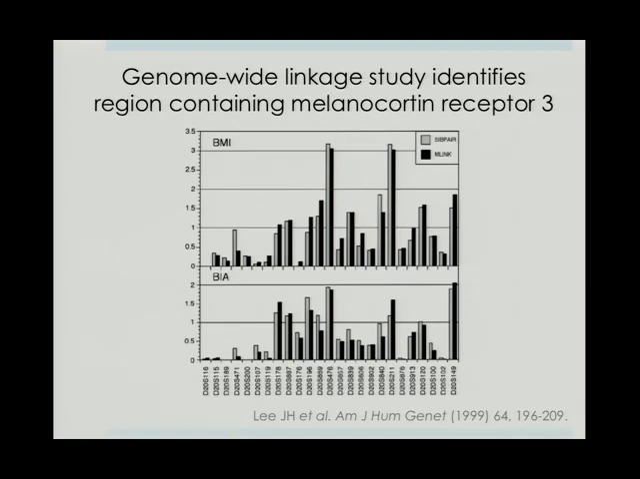So this region here, which when they actually reported it the first time around, they just said this region of the chromosome, but later it was shown that that's where the melanocortin receptor was.